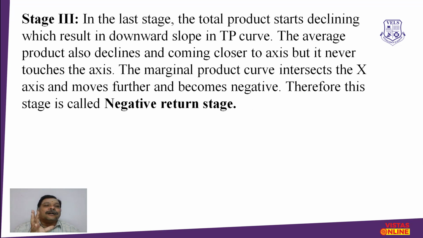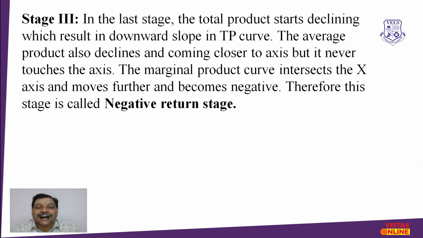In the third stage, it is the last stage, the total product starts declining, which results in a downward slope of the TP curve. Why? Because the marginal product is negative. The average product also declines, coming closer to the axis, but it never touches the axis. But the marginal product curve intersects the x-axis and moves further and becomes negative. Therefore, it is called the negative return stage.